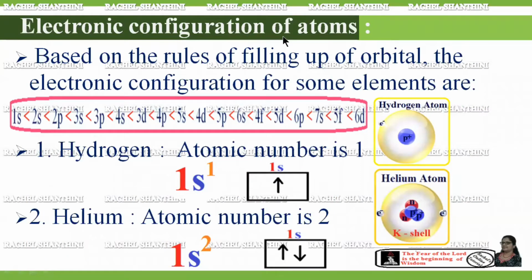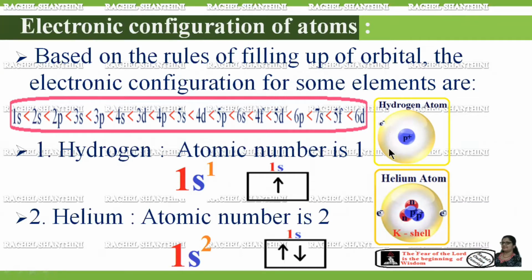Electronic configuration of atoms. Based on the rules of filling up of orbitals, we are now going to learn how to write the electronic configuration of some elements. First, let us take hydrogen. The atomic number of hydrogen is 1. So, it has only 1 electron which goes in the orbital with lowest energy. So, it will be in the s suborbital, which is in the K shell.